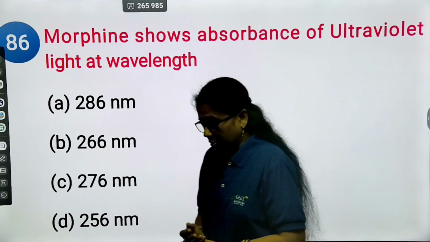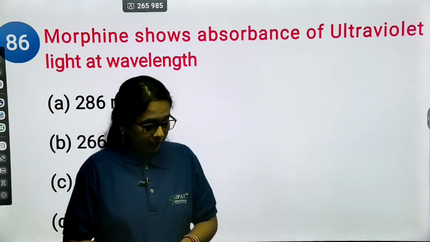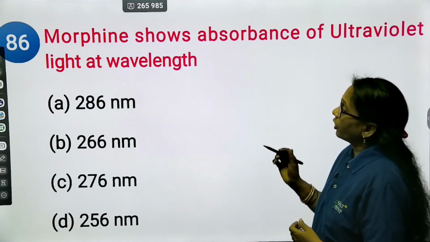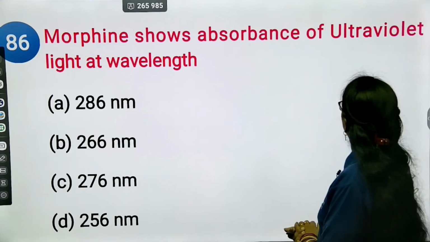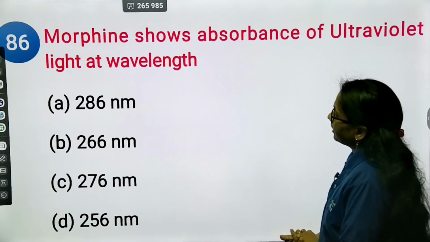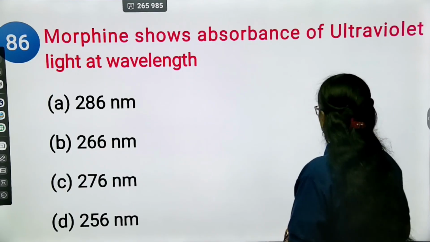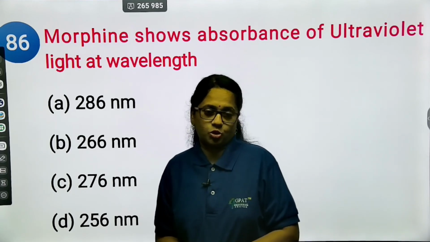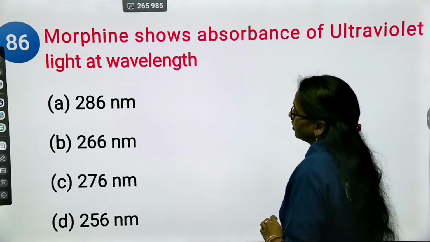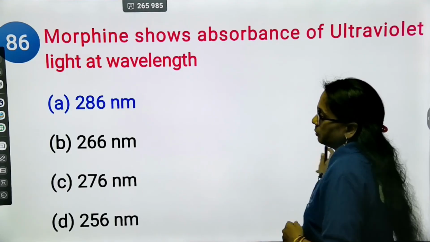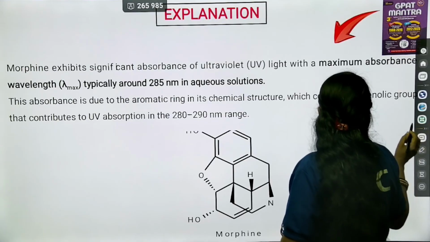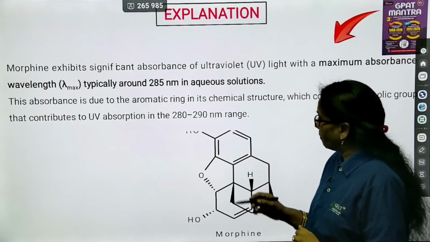Okay. The question in GPAT 2025 asked the lambda max related to the molecule morphine. Morphine shows absorbance of UV light at a wavelength, because if you observe the morphine molecule, it is going to be a 5 fused ring structure, right? So in this you cannot apply any type of Woodward-Fieser rules or the like, because all this comes under the class of aromatic compounds.